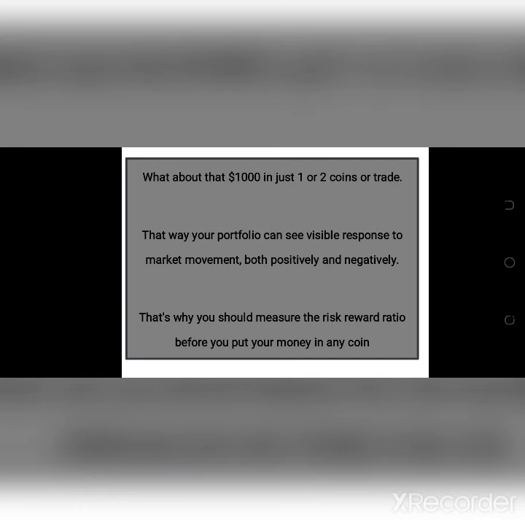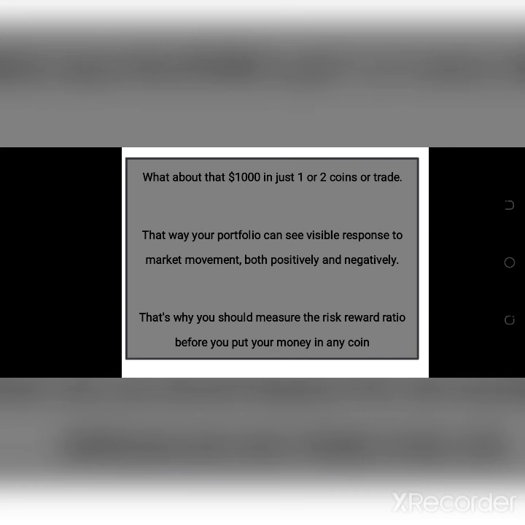Now in the spot aspect, where you hold a particular coin for a particular duration and allow it to appreciate, your portfolio can see visible response to market movement, both positively and negatively. That's why you should measure the risk reward ratio before you put your money in a particular coin. So take for instance your account size is $1,000. Instead of putting that $1,000 in 10 trades, divide it into two, $500, $500. Put it, after you've made your research and found two gems, $500 each in those two gems.